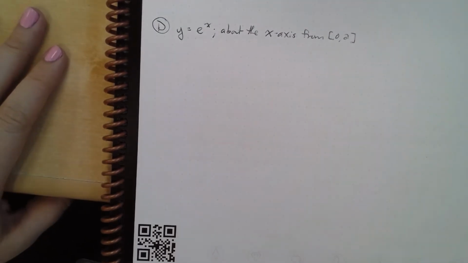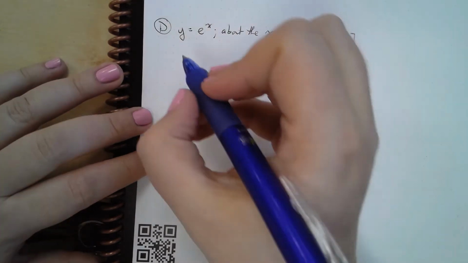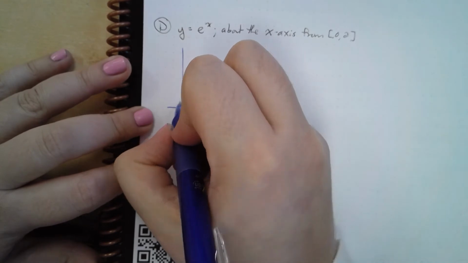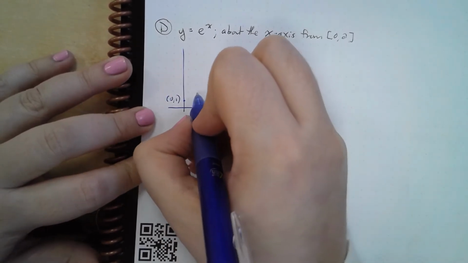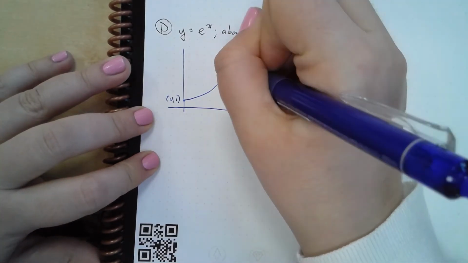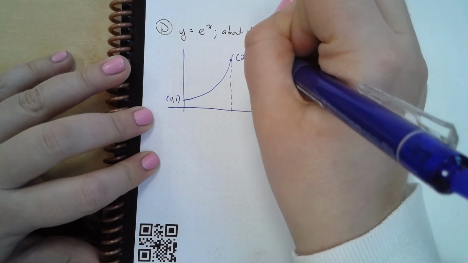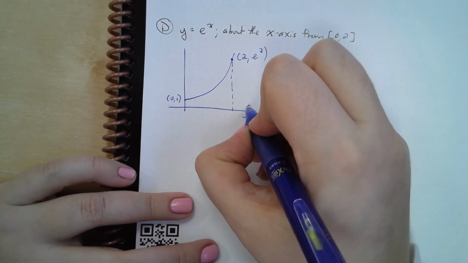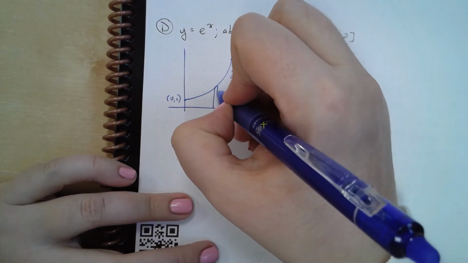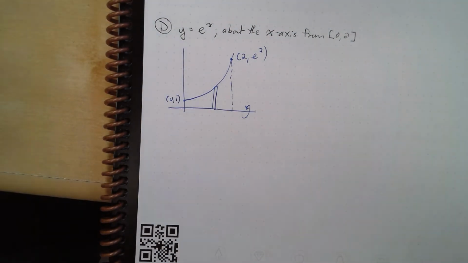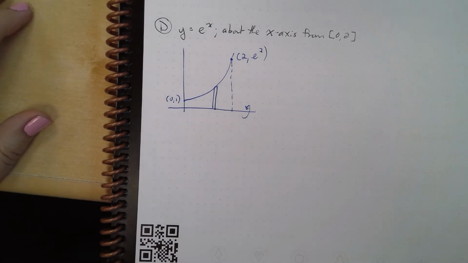So here, y is equal to e to the x, and we want to revolve this about the x-axis from 0 to 2. So I've got the point 0, 1 here, and this goes up, and at 2, this is at e squared, right? And this is going to be our disk. It's going around the x-axis, so our disk is going to be here. And I draw these disks pretty thick, but hopefully you understand that these are infinitely thin because we're using integration, right?